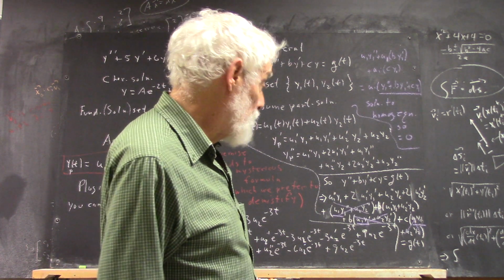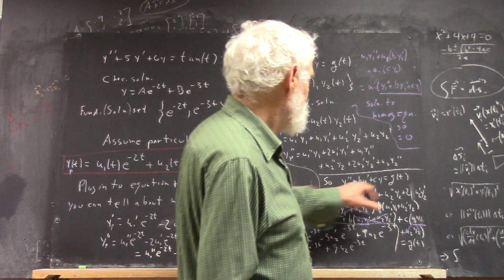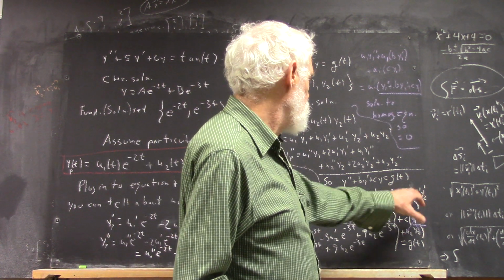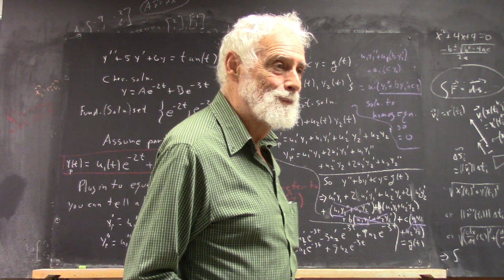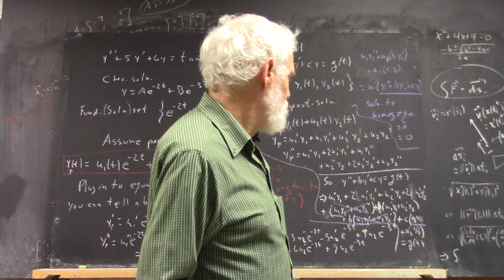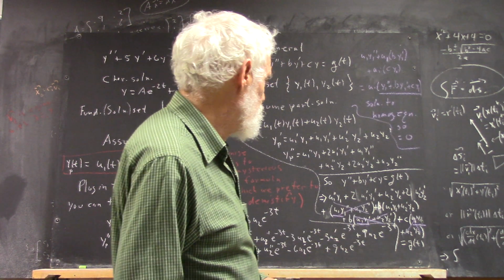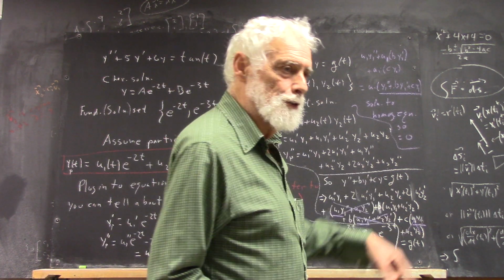But doesn't that make us happy? Because now all we've got left is 1, 2, 3, 4, 5, 6 terms. And there's no y1 or y2. Well, yeah, there is. So forget I said that. Okay, but that's what we've got.